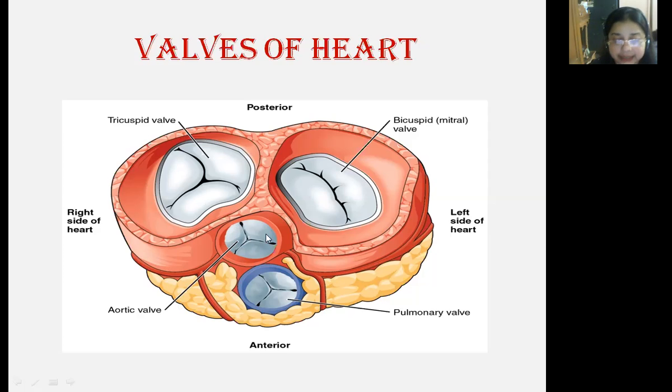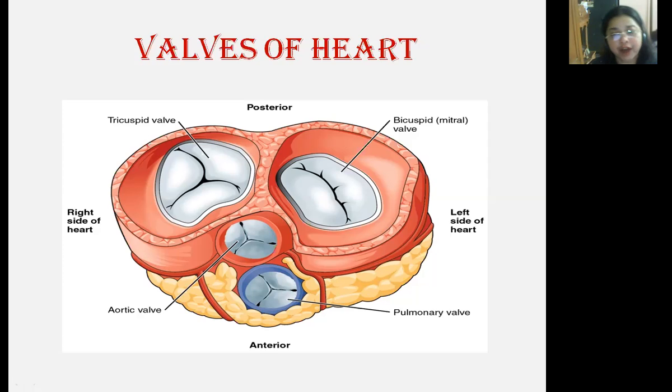Now, two other valves. One is the aortic valve, another one is the pulmonary valve. The aortic valve is present at the base of the aorta and the pulmonary valve is present at the base of the pulmonary artery. These two valves have the same type of shape, semi-lunar shape, that is half-moon shape, and are termed semi-lunar valves.